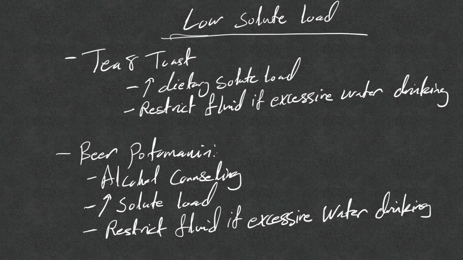And the last one here, the low solute load. Again, we see it mainly in tea and toast syndrome with mainly elderly. So we adjust their diet, modify their diet to include more solute, more sodium, more salt, and restrict fluid if excessive water drinking. For beer potomania, most of these people drink a lot of alcohol, drink water, and have a very poor diet, so we need to counsel them about alcohol, increase solute load in their diet, and restrict fluid if excessive water drinking.